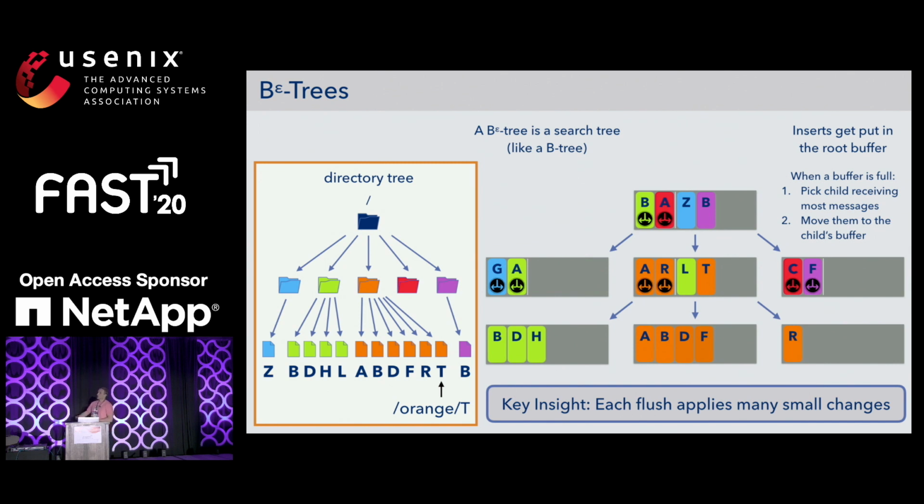So the key insight about this algorithm is that each buffer accumulates a collection of small changes, and then those are applied all at once in a single flush.